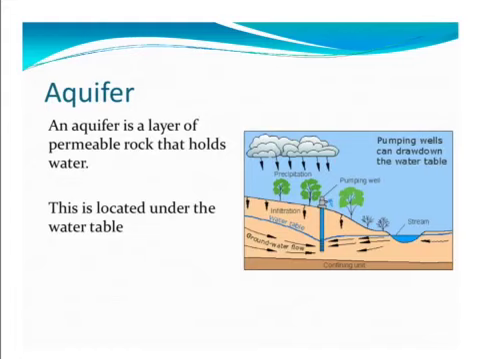An aquifer is a layer of permeable rock that holds water. If we take a closer look at this picture, an aquifer is located under the water table. And the water may come in different ways. The water in an aquifer may come from a stream or from precipitation that we mentioned before.